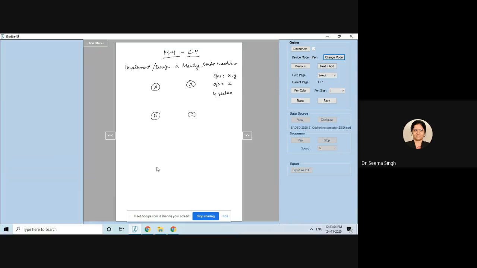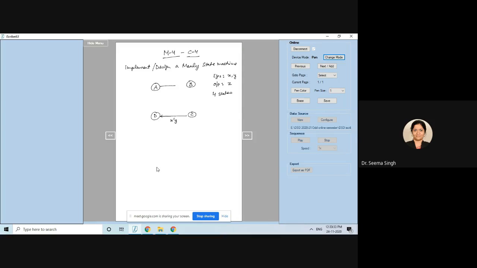Now, let me show that from C to D, the state changes if X is X dash Y. Means what? If X is equal to 0 and Y is equal to 1, then the state changes from C to D. Like this, all the states will be joined. The state transition will be shown with these arrows only.